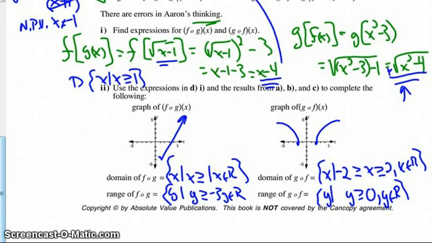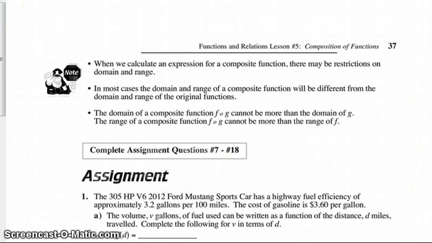We have to keep track of what we're subbing into the function, what's my input, and be aware that the restrictions on my input, no matter what happens algebraically, we have to maintain that awareness of the inputs. And that's why it says on this that when you calculate an expression, there may be restrictions on domain and range. In most cases, domain and range of composite functions are different than what they were originally in the original functions. But what's really important is you can never have more domain in the composite function than you had in the domain of the inner function before.